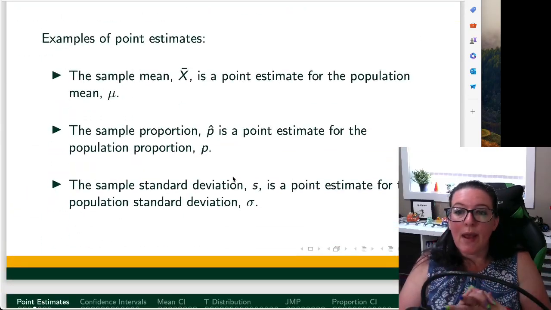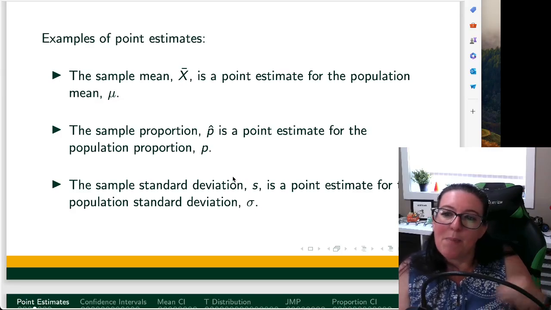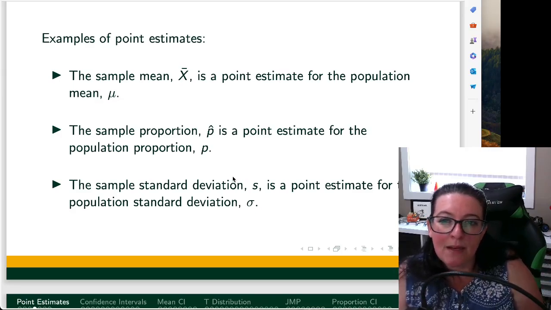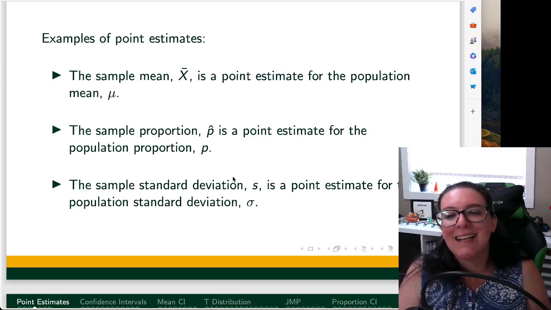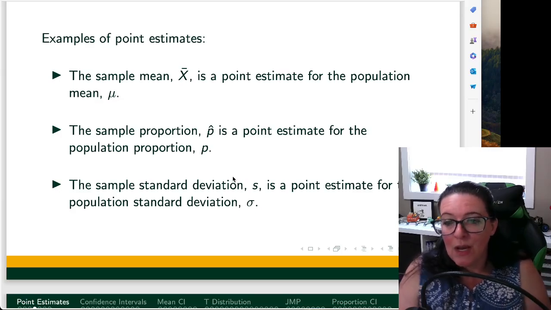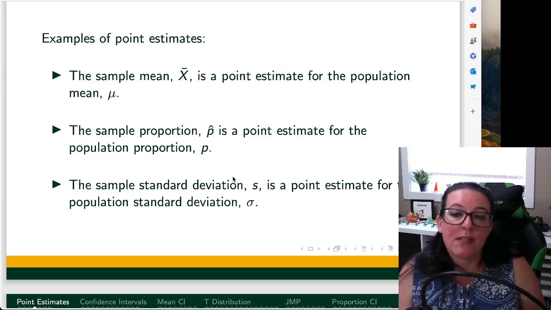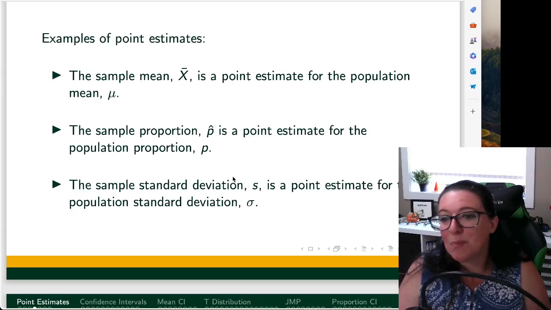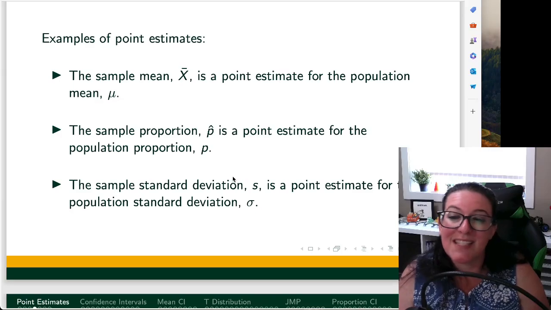So examples of point estimates we've talked about already. We have the sample mean. We talked about how we use the symbol x bar. It's a point estimate for the population mean. We use the Greek symbol mu. The sample proportion, p hat, is a point estimate for the population proportion, p. We can also look at point estimates for standard deviation. So the sample standard deviation s is a point estimate for the population standard deviation using the Greek symbol sigma.